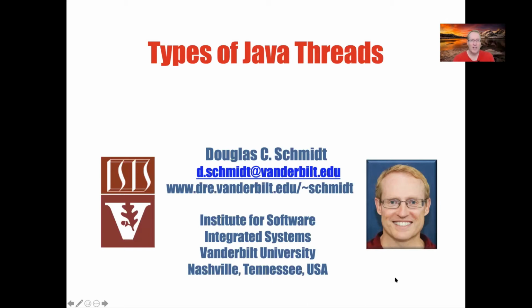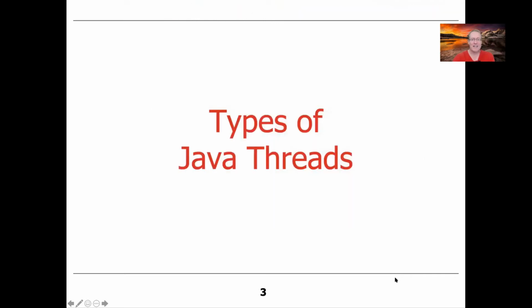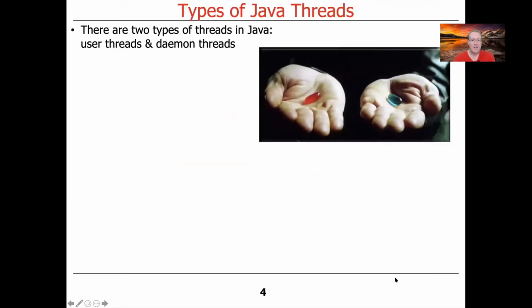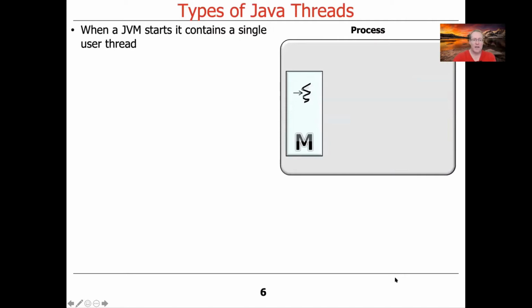So now we're going to turn our attention to different types of Java threads. It turns out that there are two primary types of threads, user threads and so-called daemon threads. So let's talk about these two different types of threads, and we'll use a kind of running example to make the thing work.